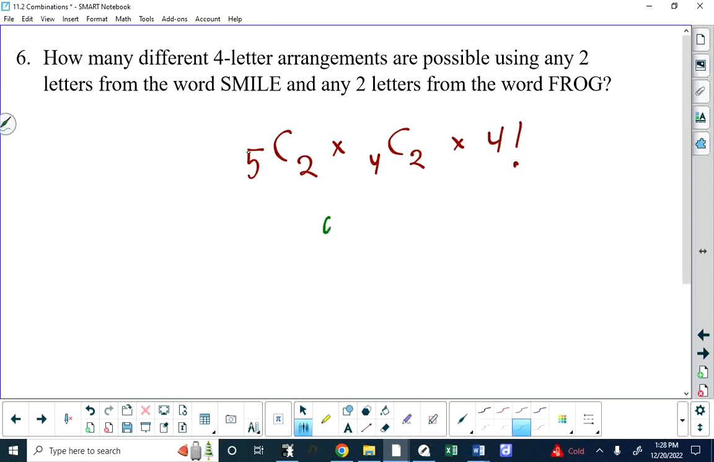Or you could write 5 choose 2 times 4 choose 2 times 4p4.